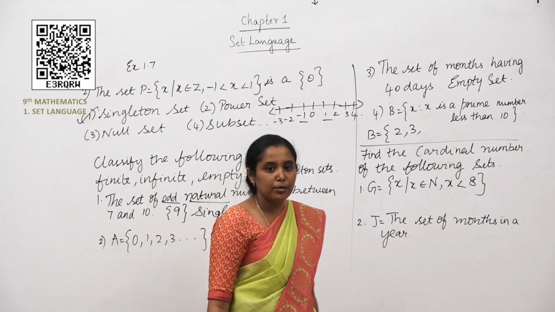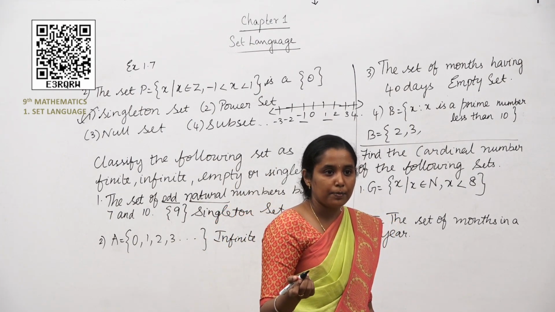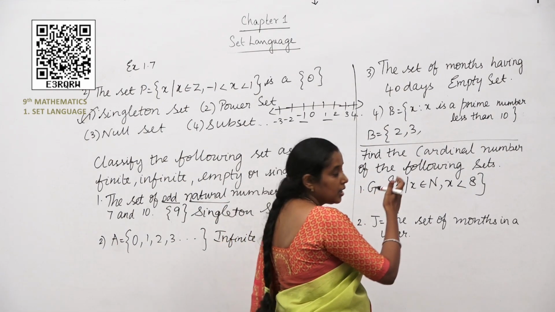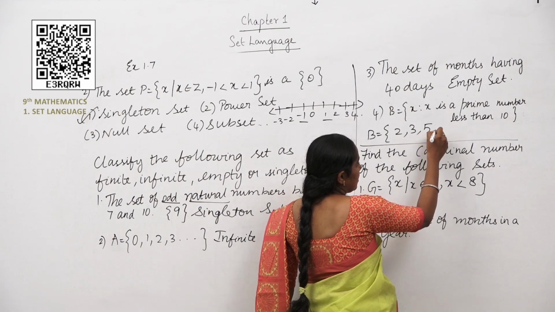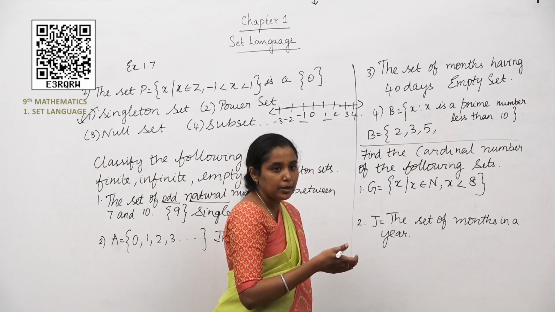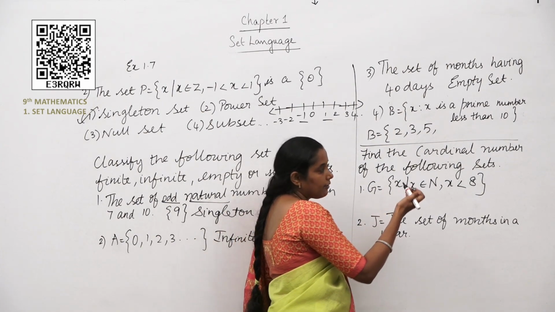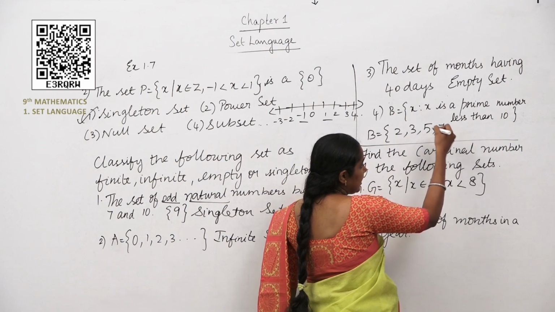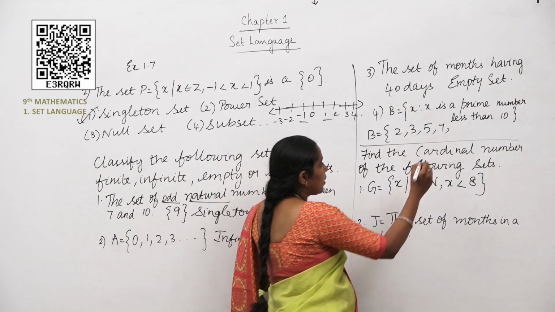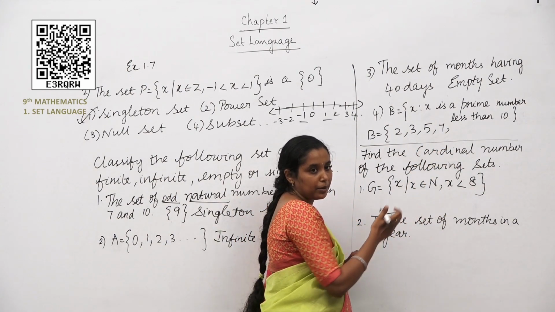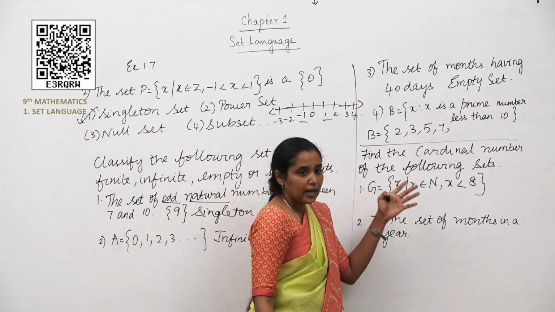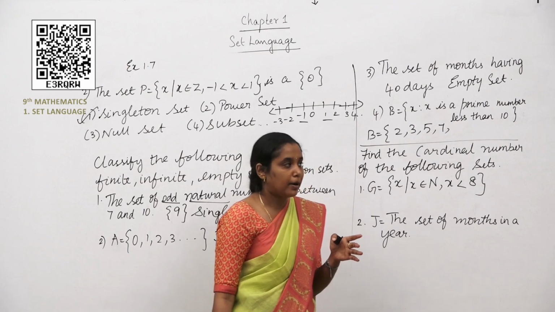4, is 4 a prime number? No. Why is 4 not a prime number? Because it is divisible by 2 also. So 4 you can't write. Next one, 5. Is 6 a prime number? No, 6 is not a prime number because it is divisible by 3. Next, 7. Is 7 a prime number? Yes, 7 is a prime number because it is divisible by itself and 1. Next one, 8. 8 is not a prime number because it is divisible by 2, 4 and so on. Next one, 9. 9 is also not a prime number because it is divisible by 3.